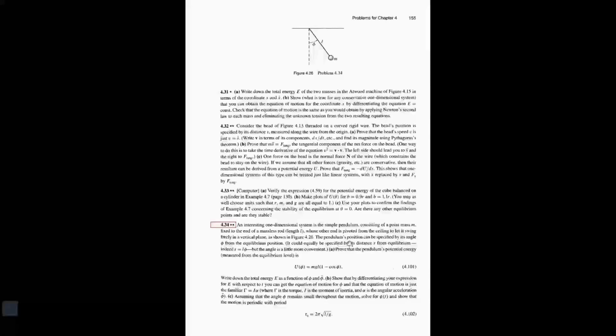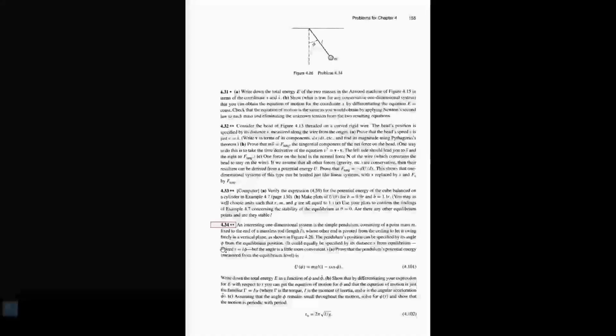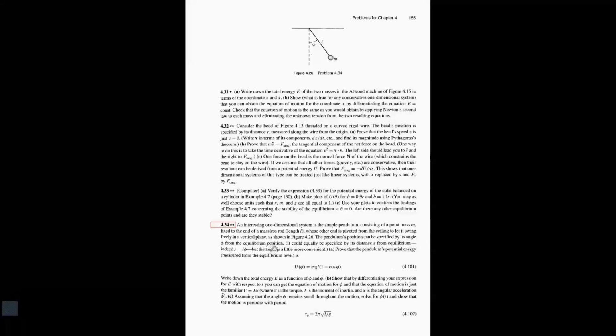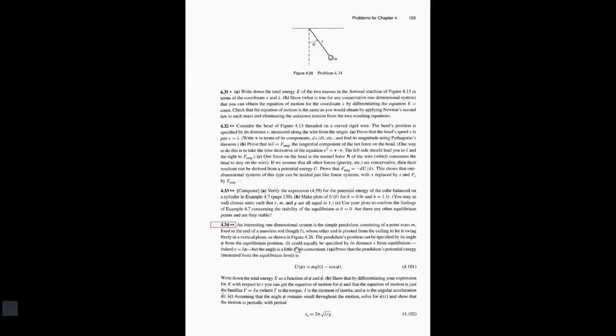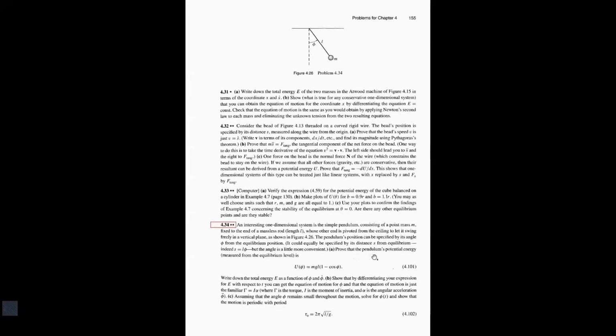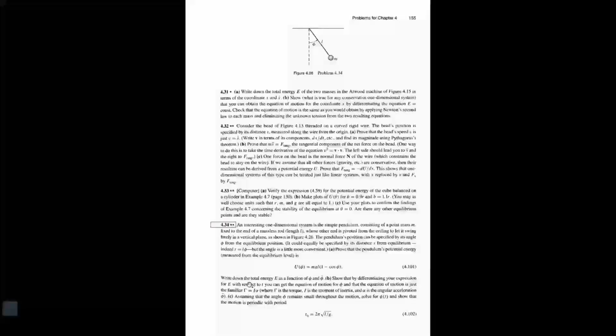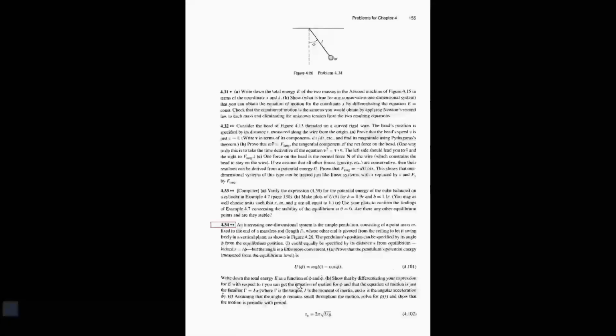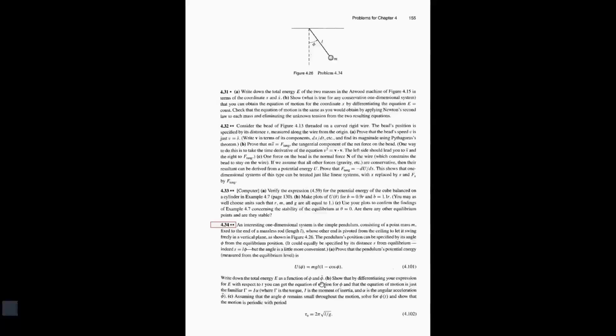The pendulum's position can be specified by its angle phi from the equilibrium position. Prove that the pendulum's potential energy is given by this equation. Write down the total energy E as a function of phi and phi dot.